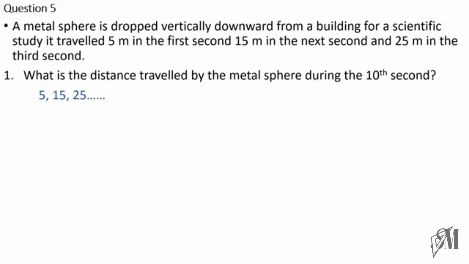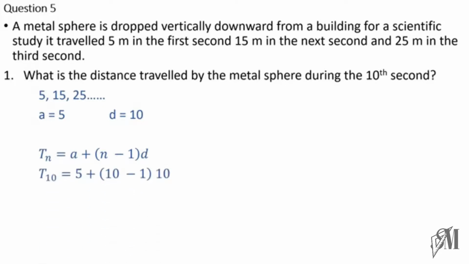It is increasing by 10. So this is an arithmetic progression. So a is equal to 5 and the difference is equal to 10. To find out the 10th term, we substitute the values in Tn. So once substituted, a is equal to 5, n is equal to 10 and d is also equal to 10. You get the answer as 95. So in the 10th second, the sphere travels 95 meters.